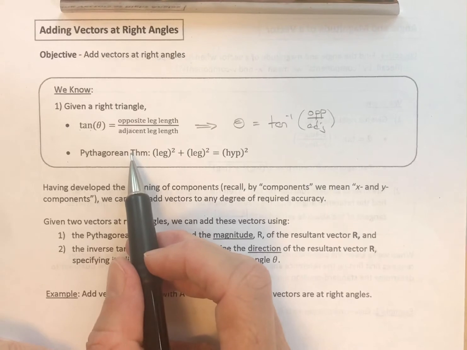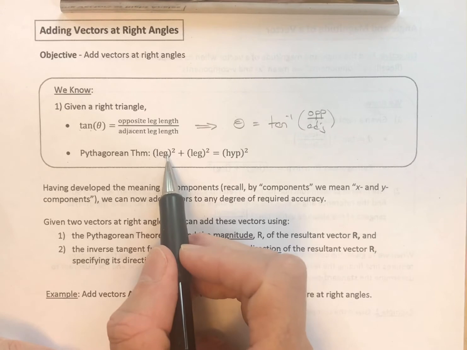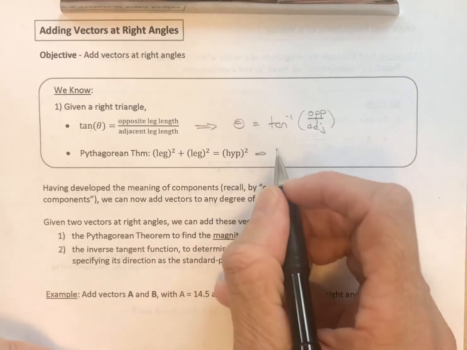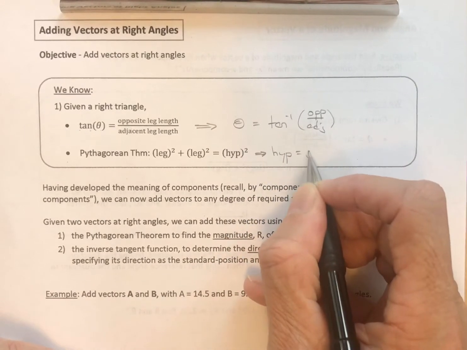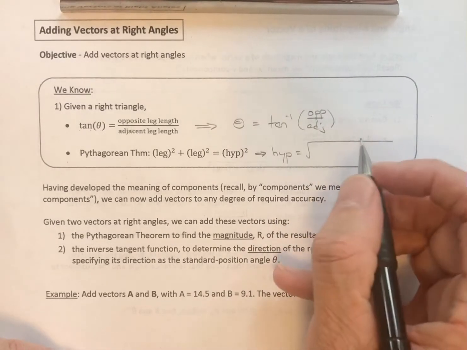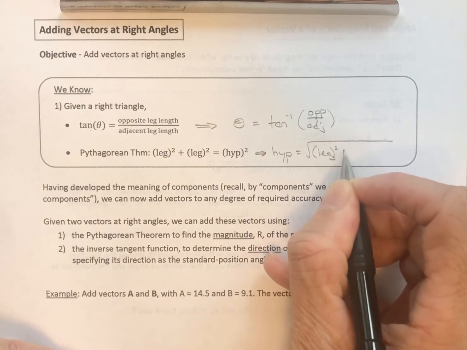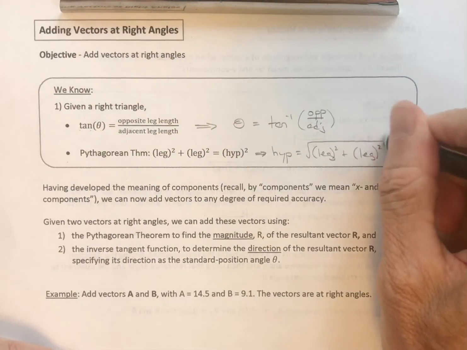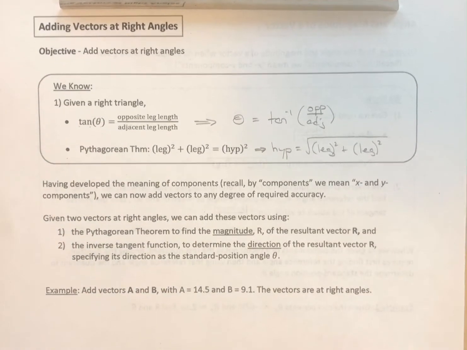And we also know the Pythagorean theorem, again given a right triangle. The Pythagorean theorem says that the leg squared plus the leg squared equals the hypotenuse squared. And we can take the square root of both sides to find that the hypotenuse is equal to, and we're just focused on the positive because we're talking about geometric figures, the square root of the leg squared plus the second leg squared. Okay, so those are things we know coming into this, so we're going to use those two things.